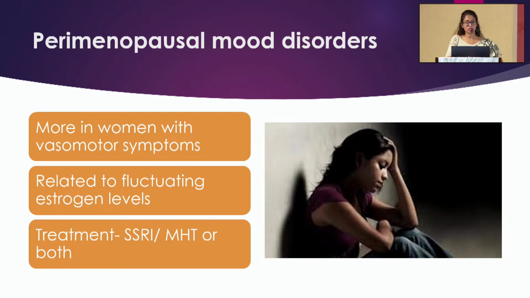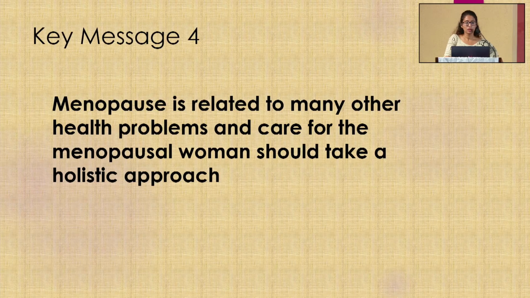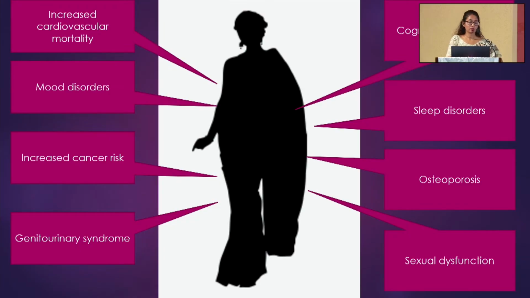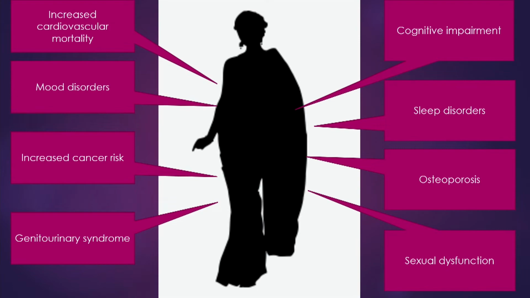This is more in patients who have vasomotor symptoms, related to fluctuating estrogen levels. If the woman has predominantly vasomotor symptom-related depression, we can treat with menopausal hormone therapy. If the woman has more depressive features, we can treat with SSRIs and other antidepressants. The key message I want to convey is that menopause is related to many other health problems, and care for a menopausal woman should take a holistic approach, not just treating the tip of the iceberg that they present with, but actively exploring all the associated diseases and treating them.